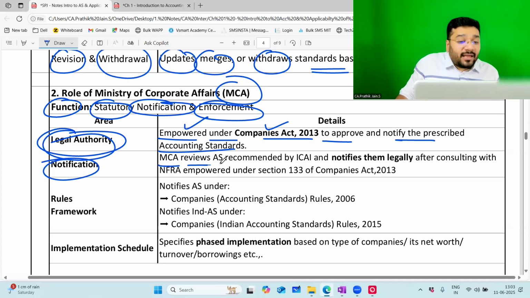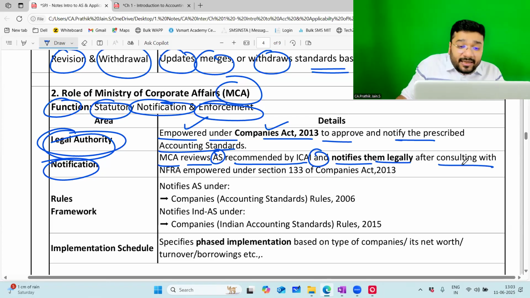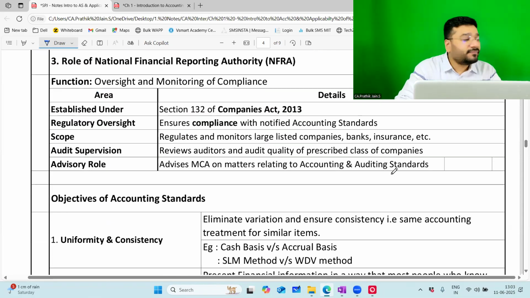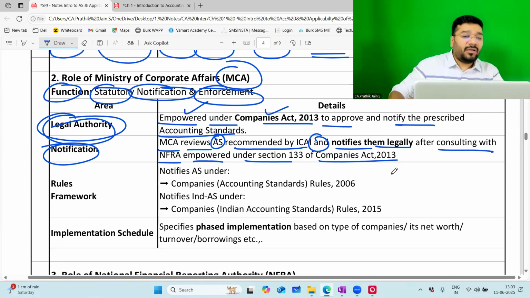Notification. MCA reviews the AS recommended by ICAI, and then they notify them legally. Only when they notify, the AS become legally applicable on the company. And they don't do this just like that. They do this in consultation with the NFRA. NFRA is empowered under Section 133 of Companies Act 2013. What is NFRA? I'll be discussing next.